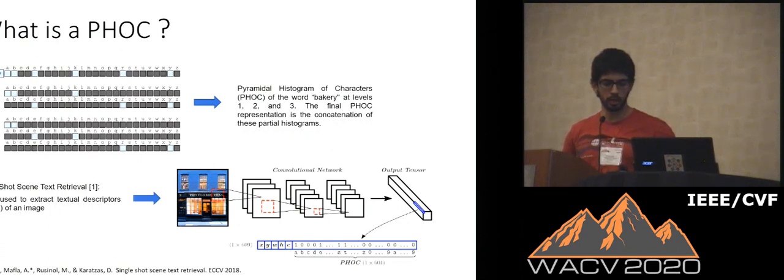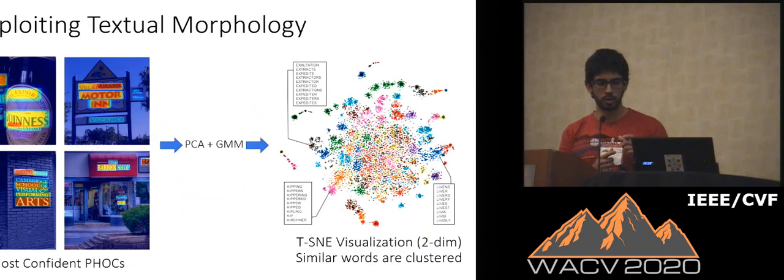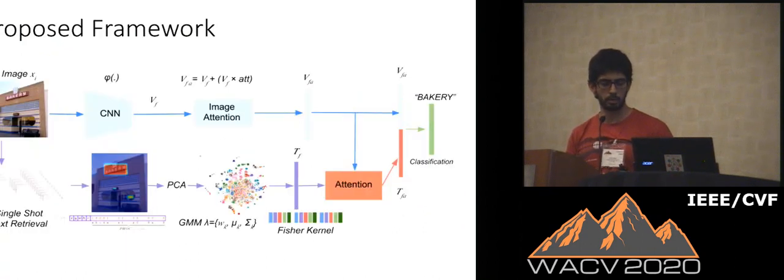In this work as well, we use the PHOCs sorted by confidence of the detection, and those serve as input to a pre-trained Gaussian mixture model. This Gaussian mixture model groups words according to their morphology rather than the semantics. So we exploit this subspace learned in our pipeline, which basically uses these PHOCs plus the pre-trained Gaussian mixture model to construct a Fisher vector, which describes the textual information contained in the image.